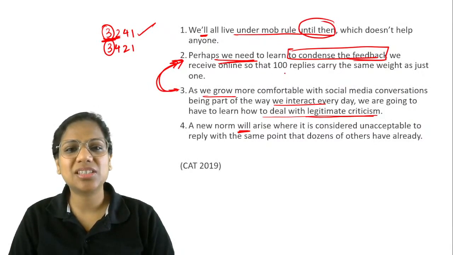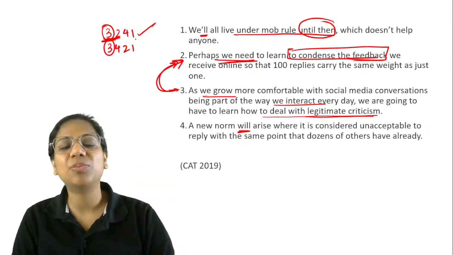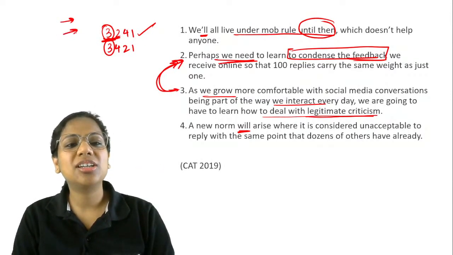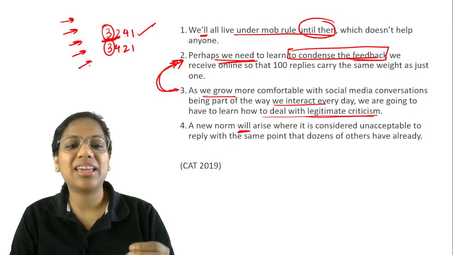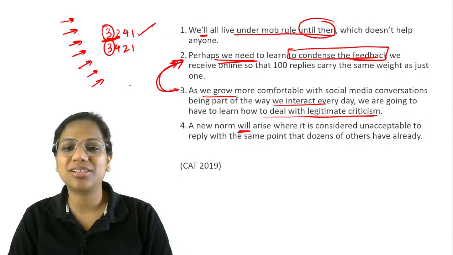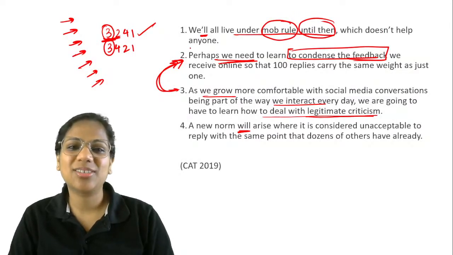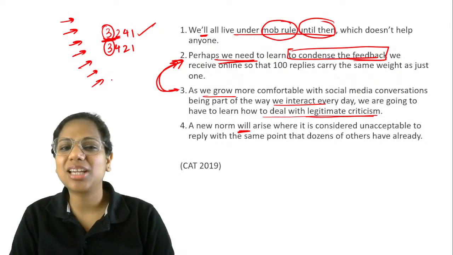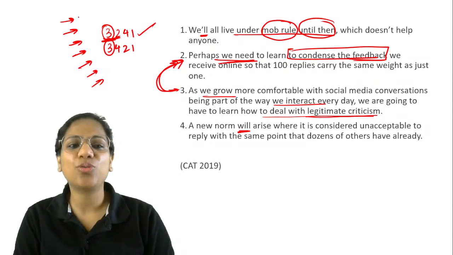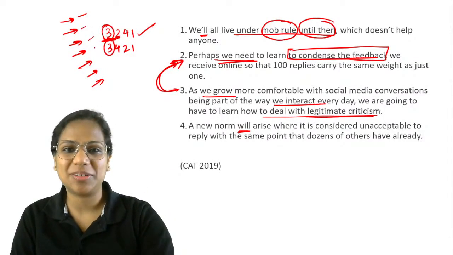See, till the time this doesn't happen, we'll all have to live under mob rule. Why? Because people are going to repeat the same comments again and again. They're going to type in the same thing, give the same criticism. We'll all live under mob rule until then. So it's a sort of a mob rule, no? Which doesn't help anyone. Okay, so typing the same thing 100 times, how does that help anyone? Right? Of course, different users are doing this, but they should check what the previous commenter has commented.